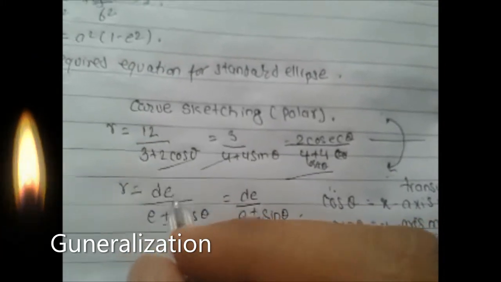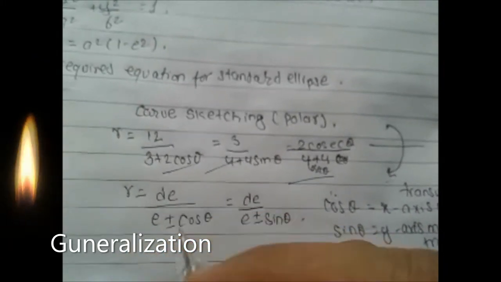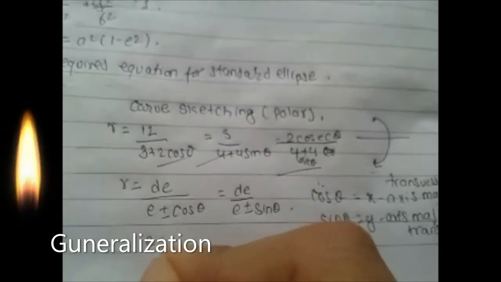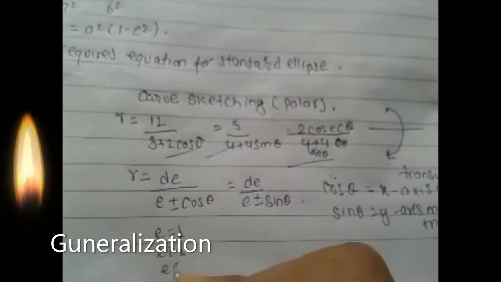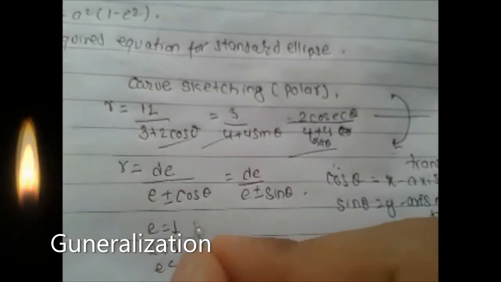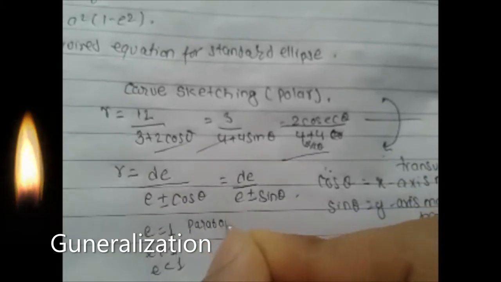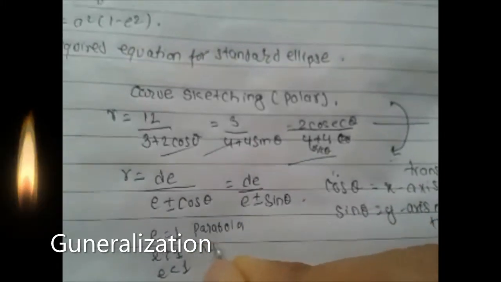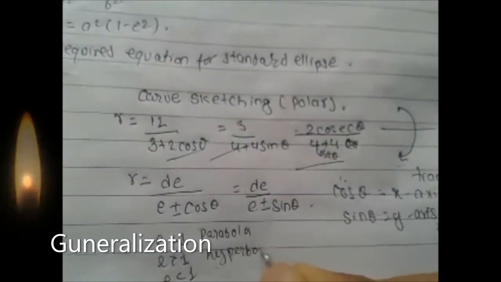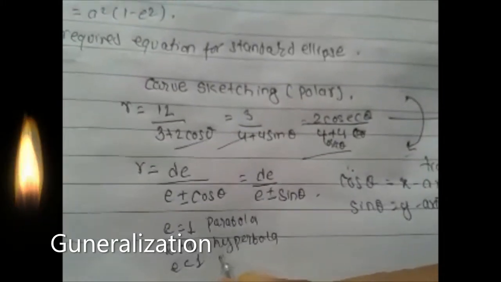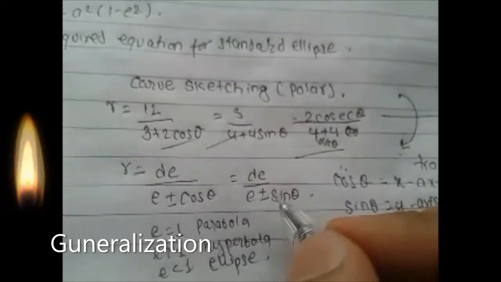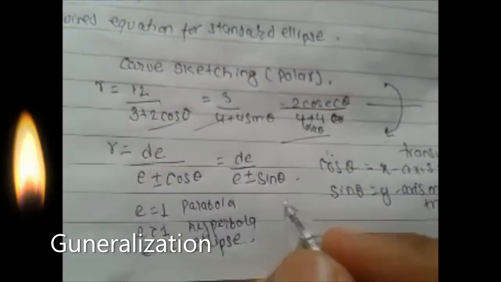So e is our eccentricity. It tells us which curve it is. E is equal to 1, e is greater than 1, e is less than 1. E is equal to 1, we already know it is a parabola. E greater than 1, hyperbola. And e less than 1, it is an ellipse. So we can easily find which curve is going to be plotted.